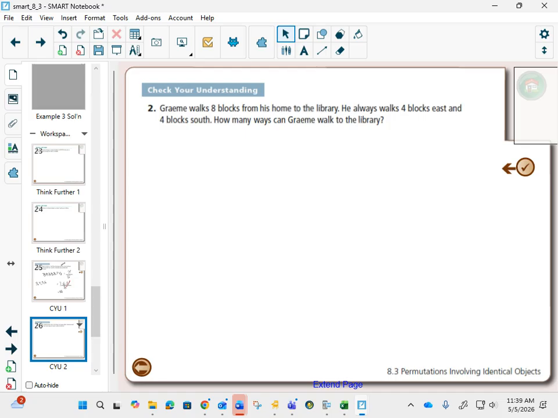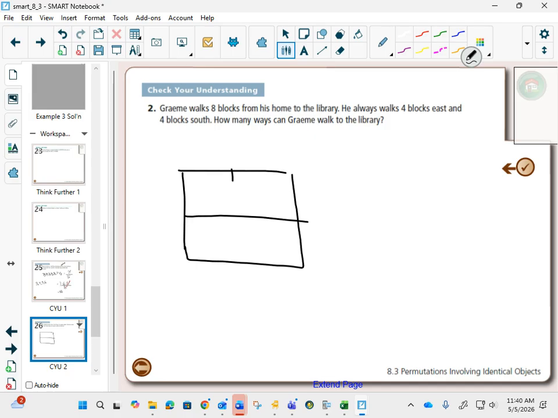Okay, Graham walks 8 blocks from his home to the library. He walks 4 blocks east and 4 blocks south. So I'm going to draw a picture of this. He walks east and south. So his home is here, the library is down there. There we go. There's his home. There's the library.